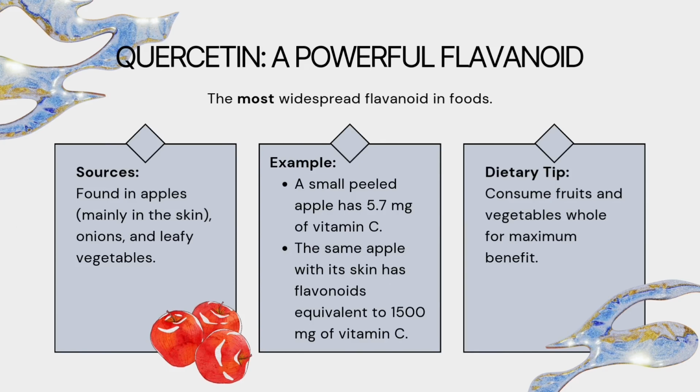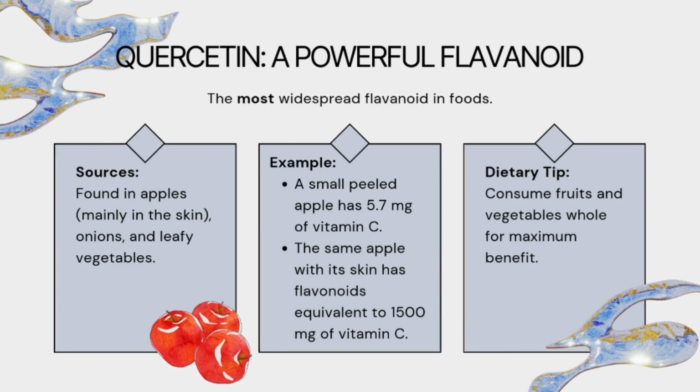Quercetin, the most widespread flavonoid in foods. It is predominant in fruits, vegetables, and the leaves of various vegetables. In fruits, apples contain the highest amounts of quercetin, the majority of it being found in the outer tissues of its skin. A small peeled apple contains about 5.7 milligrams of the antioxidant vitamin C.